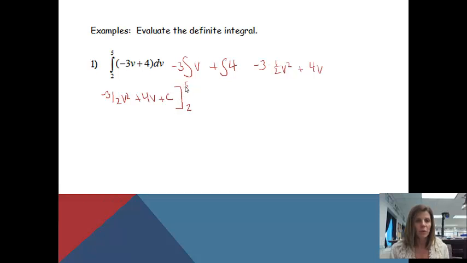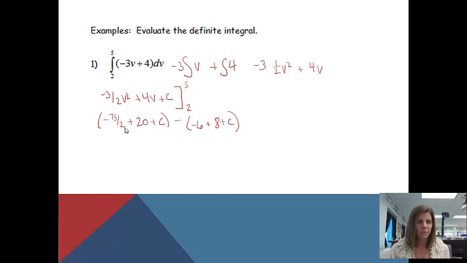First of all, we plug in the top number. We're going to plug 5 in. If I plug 5 in, I'll get -75/2 plus 20 plus c, and then minus, if I plug 2 in, -3/2 times 2 squared would be -6, and then plus 8 plus c.